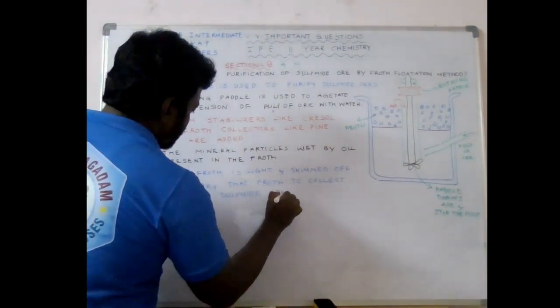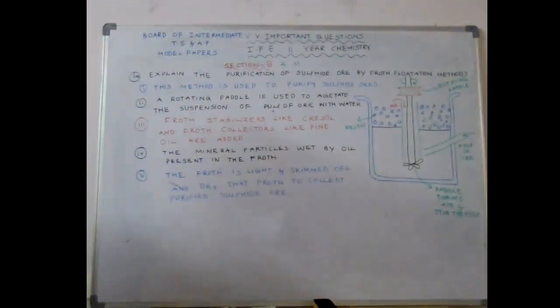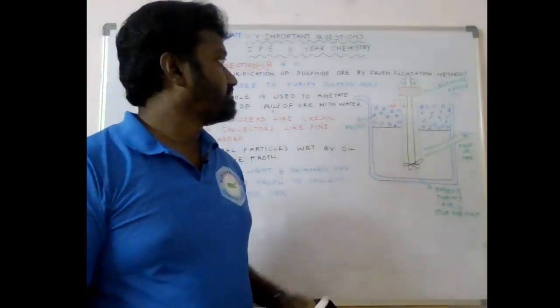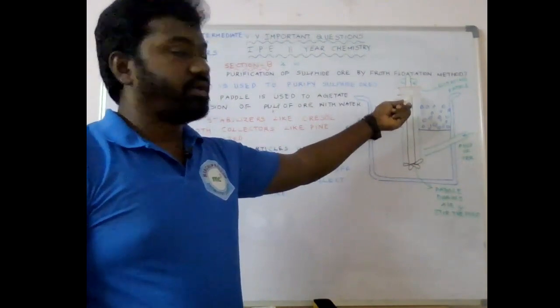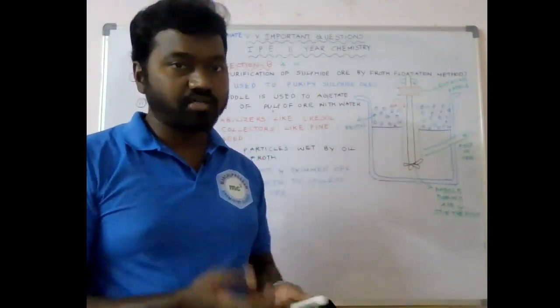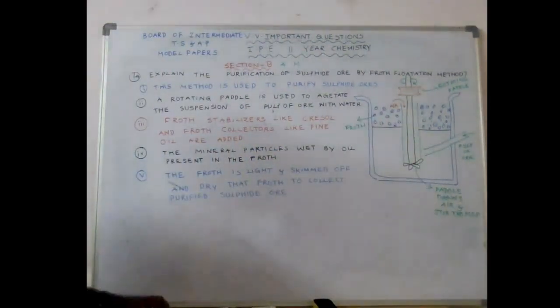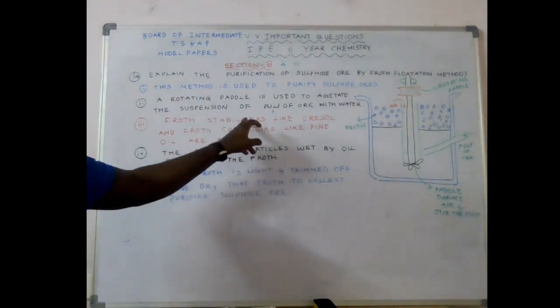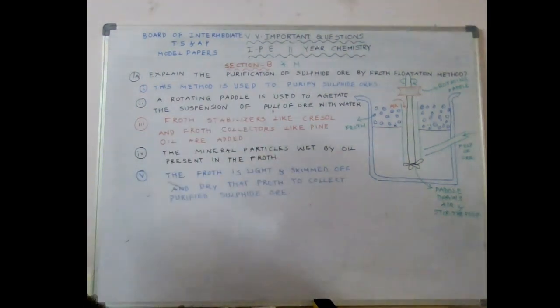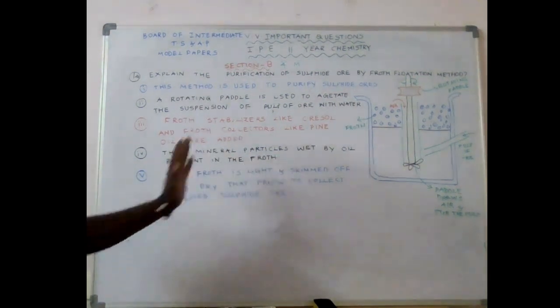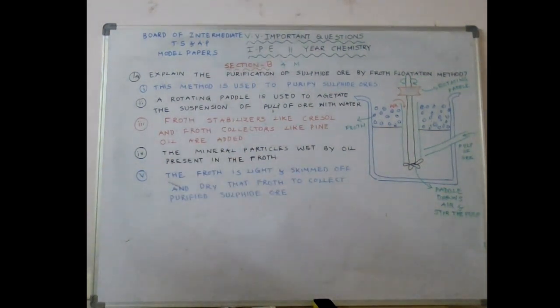So this is an experiment which is very easy, right? First just understand this, then you can write in your own words, and the diagram should definitely be there. Because of that rotating paddle, we agitate that suspension mixture. Because of that, froth will come, right? And in the froth, those light sulfide particles are there, and we have to add the stabilizer and collectors. That point you should write. Finally, we have to dry it to collect that purified sulfide ore.